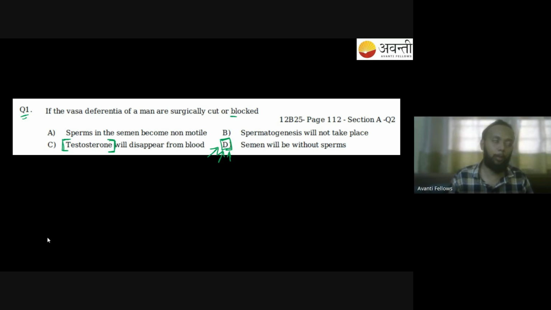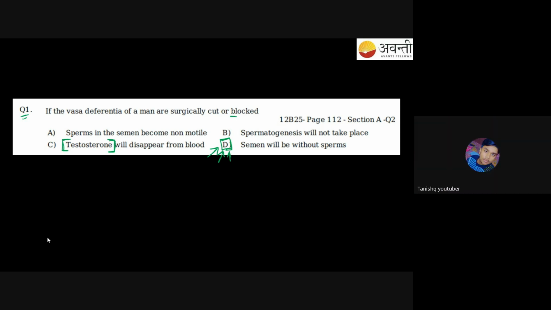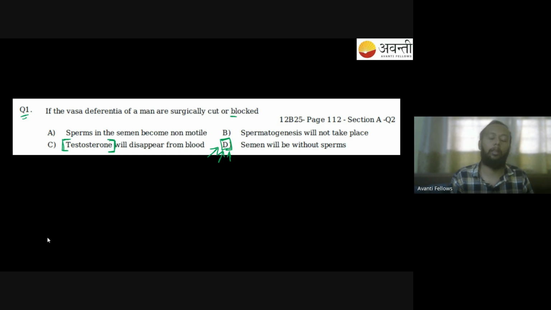Right. बिल्कुल सही. Now tell us what my testosterone is going to do. What role is it going to play? Spermatogenesis में हेल्प करेगा और मेल सेकेंडरी सेक्सुअल कैरेक्टर्स को. Very good. That is something my testosterone is going to be known for. Very true. ठीक है. So that should be clear to all three of you.